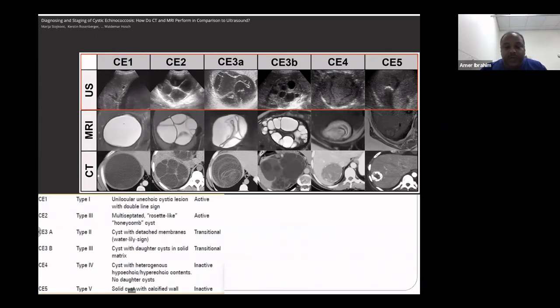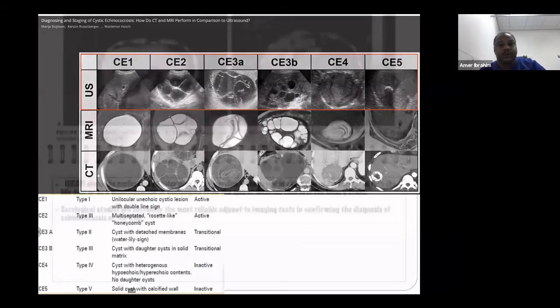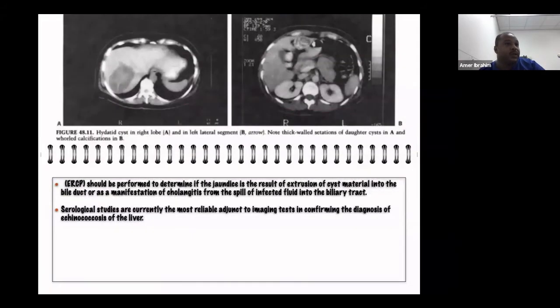The fourth and fifth types are inactive, and most of the time they don't need any sort of resection. In the fourth type, the cyst is heterogeneous and hypoechoic, and the parasite is mostly dead at this stage. In the fifth type, you will find calcification of the wall of the cyst, which means the cyst is not active. So this is how it looks in general.